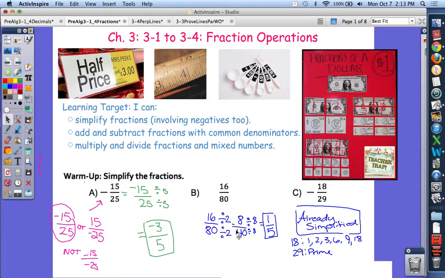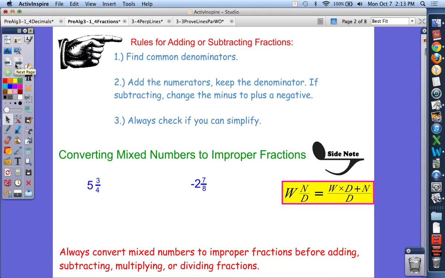It is simplified. We're going to start today with focusing on adding and subtracting fractions, and these are the rules that you need to write down on your note guide. So when you're adding or subtracting fractions, you always want to find common denominators first. Today, we're just going to focus on fractions that already have the common denominators. But we will do a lesson on adding and subtracting fractions with unlike denominators later on in this chapter.